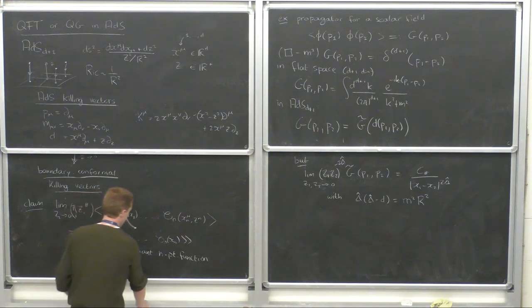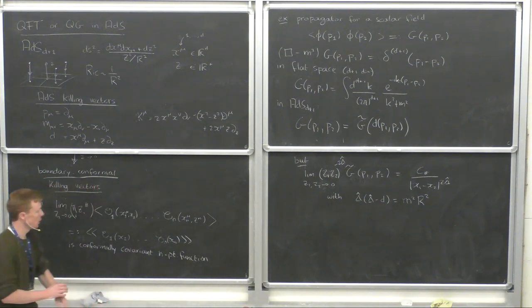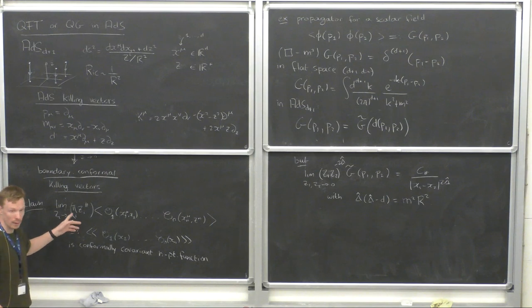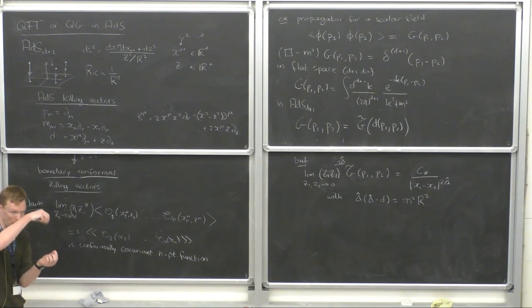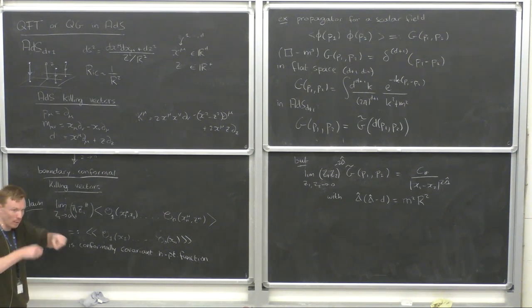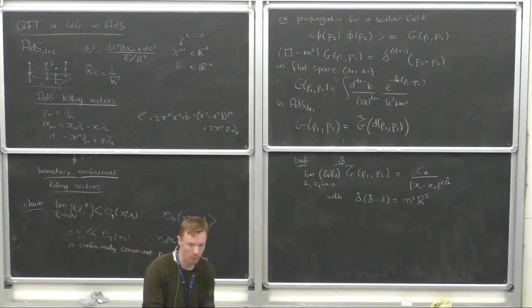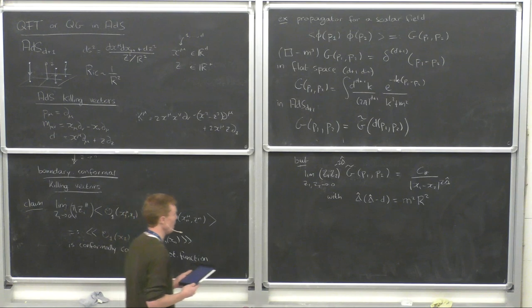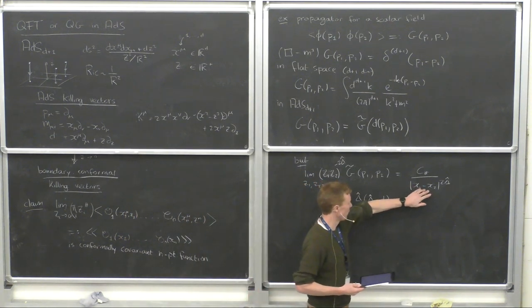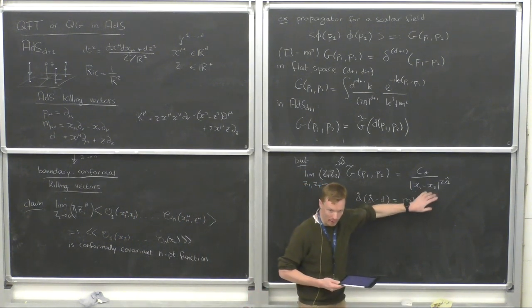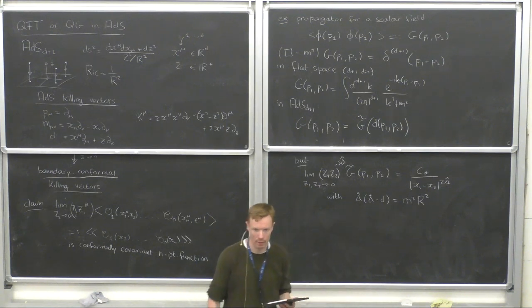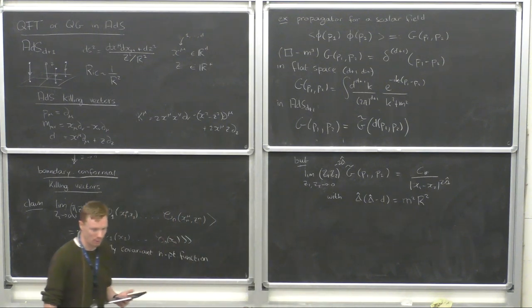No, the limits are generally commutative. That's why I can write it like that, unless you put the operators at the same point, because then you get a correlation function evaluated at the same point, and then you have to be very careful about contact points and so on. If you're interested in the distributional nature of the object that you get with identical points, then yes, you have to worry. But I'm not, and so I don't worry.